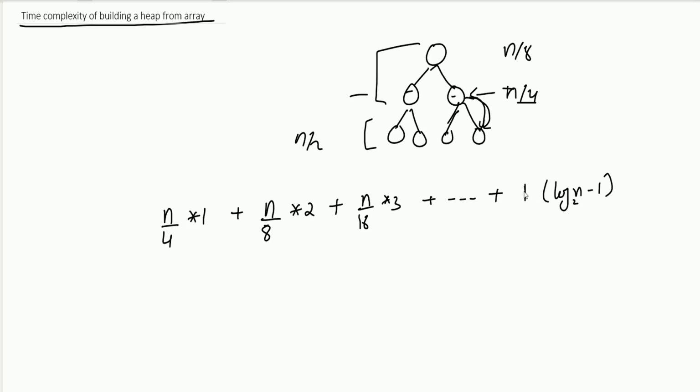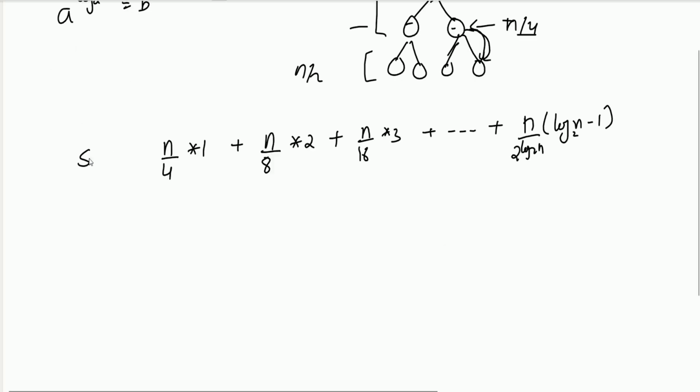Now this one, I can write as n by 2 to the power log 2 n, because a to the power log a b is equal to b. So 2 to the power log 2 n will be equal to n, and we cancel n out, so it will be 1. So this is the total number of times heapify will be called, both by the for loop and recursion. Because inside heapify we are only doing constant work, the number of times heapify is called will be the time complexity of building the heap from an array.